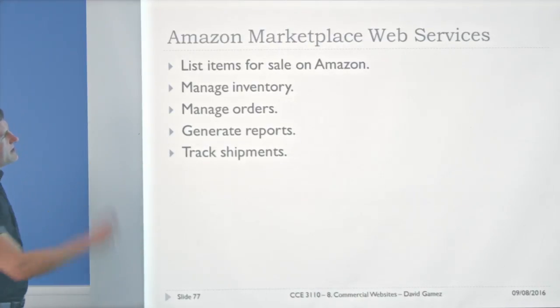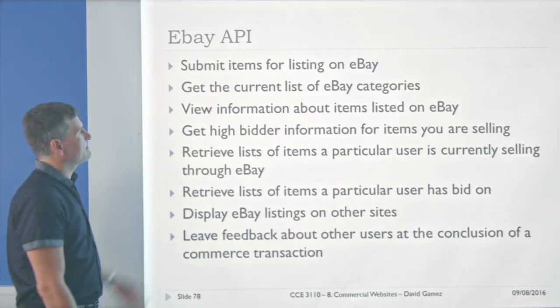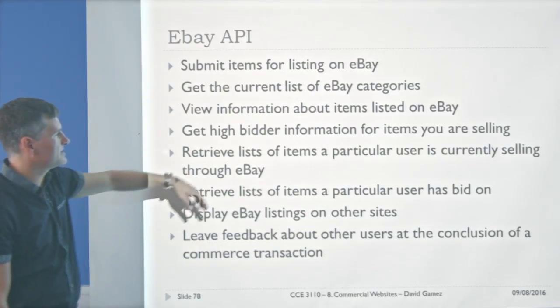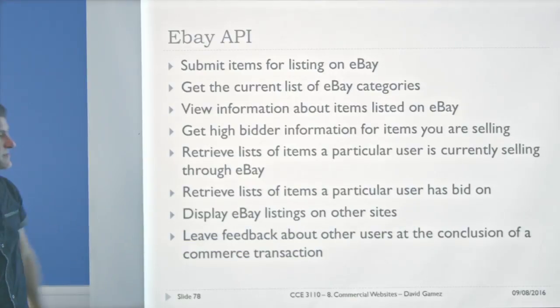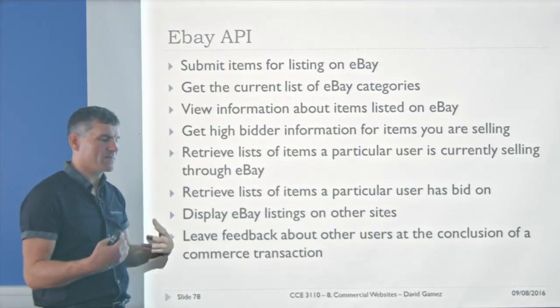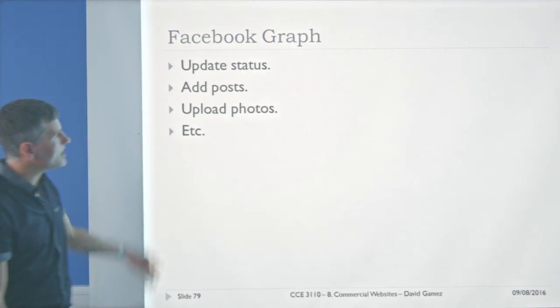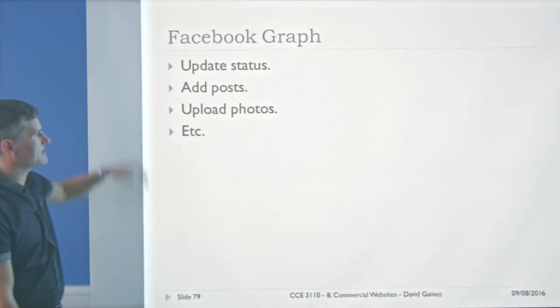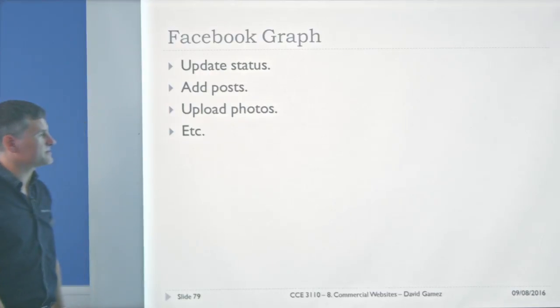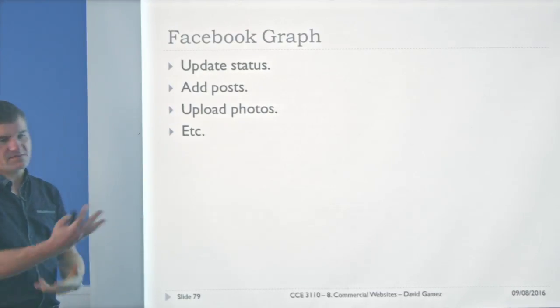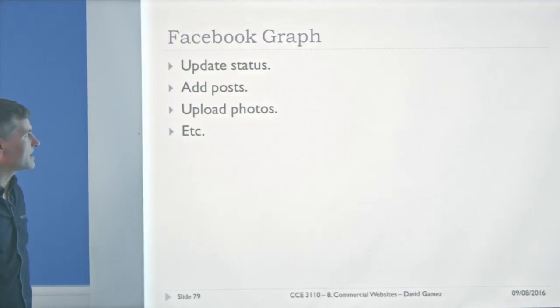So you can list items for sale on Amazon, manage your inventory, manage orders, generate reports, track shipments, and so on and so forth. And then eBay also has an API which gives you the current list of eBay categories, information about items listed, bidder information, list of items, and so on. Lots of stuff you can do to programmatically interact with eBay using their web services. And Facebook Graph has a ton of stuff for updating status, adding posts, uploading photos, and so on. So you could write your own app that uses Facebook Graph to change your Facebook account, for example.